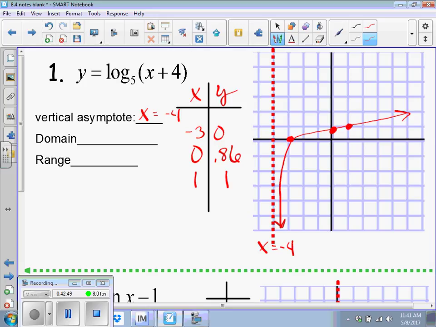So my domain. How far left and right does it go? How far to the left does it go? It stops at -4, right? And how far right does it go? Forever. So my domain is x greater than -4. My range, how far up and down does it go? Forever, all real numbers. It's the opposite. So now we have a restriction on x, but not y.